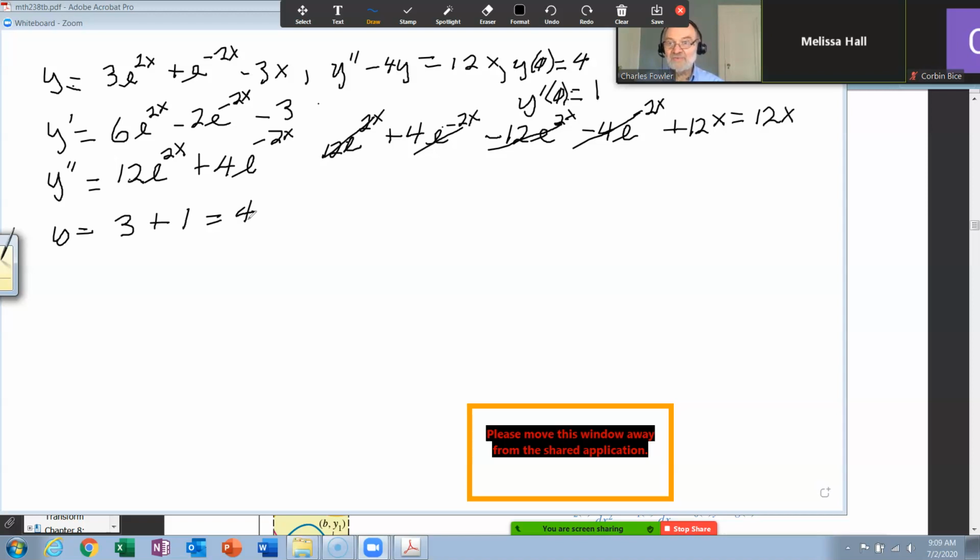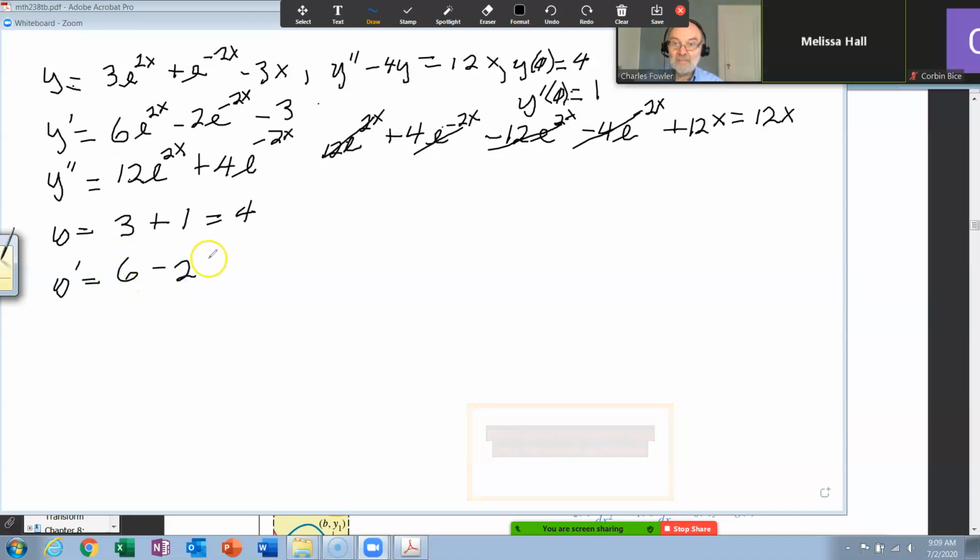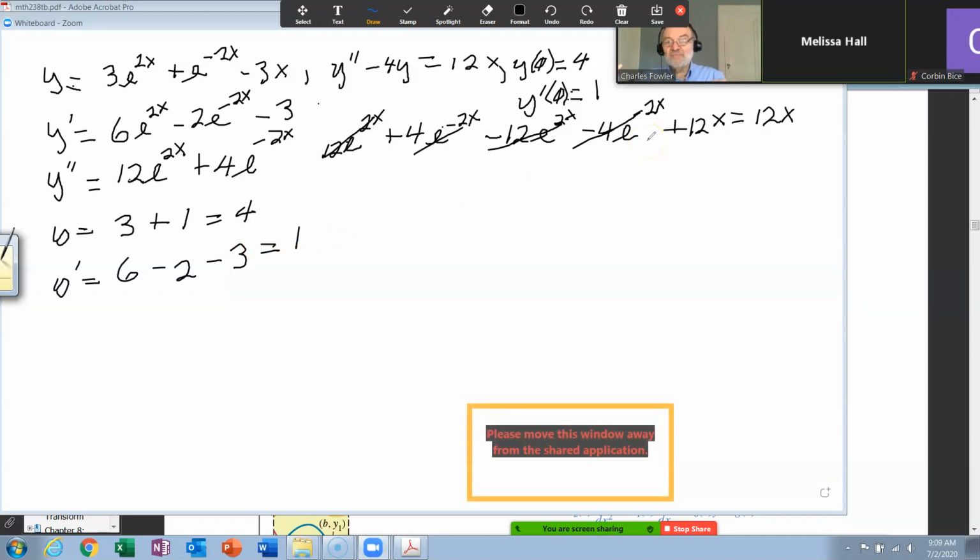Okay, let's do the second, and this is where we do need our y prime. It wasn't totally lost. Here's y prime here is equal to, plug a 0 in there, and you get 6 minus 2 minus 3. And that, of course, is 6 minus 5 is 1. Yes, the second condition is met as well. We have verified that is your solution.